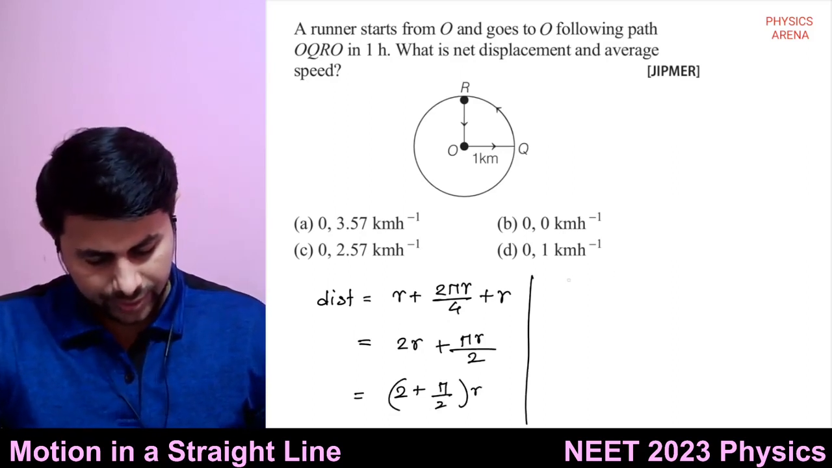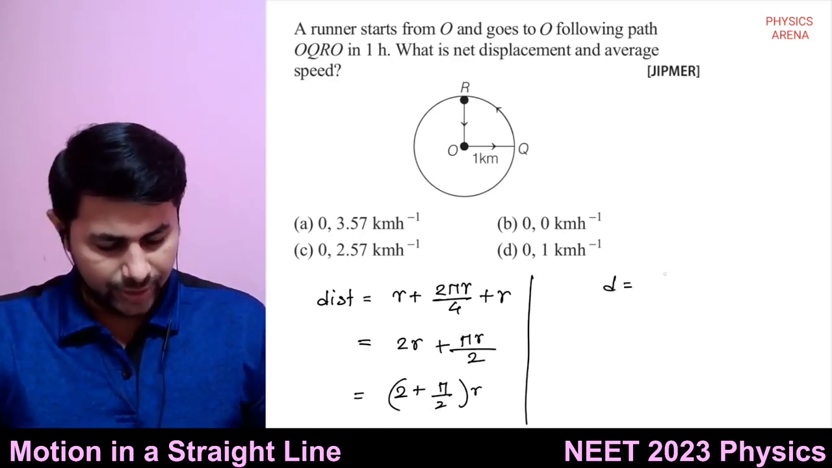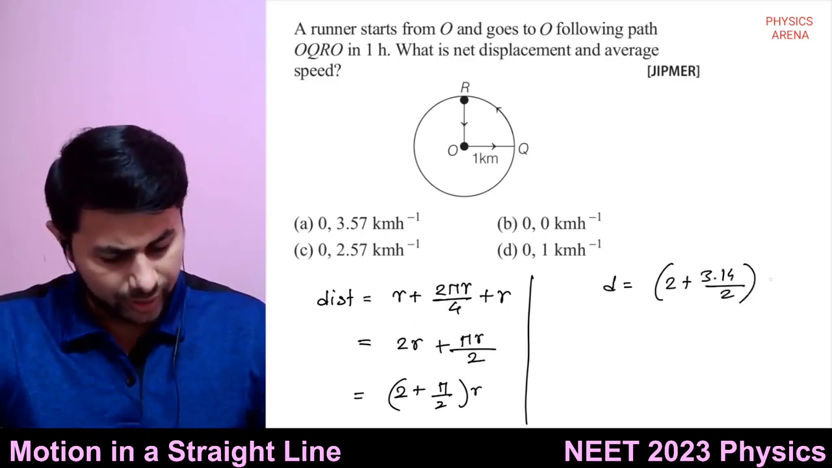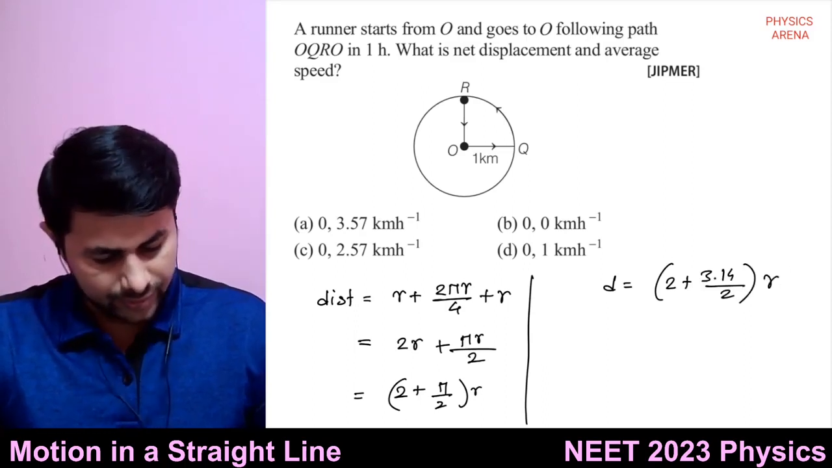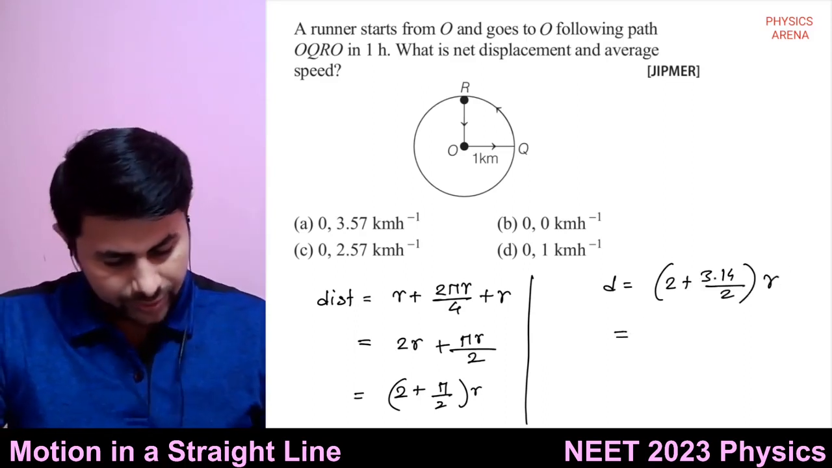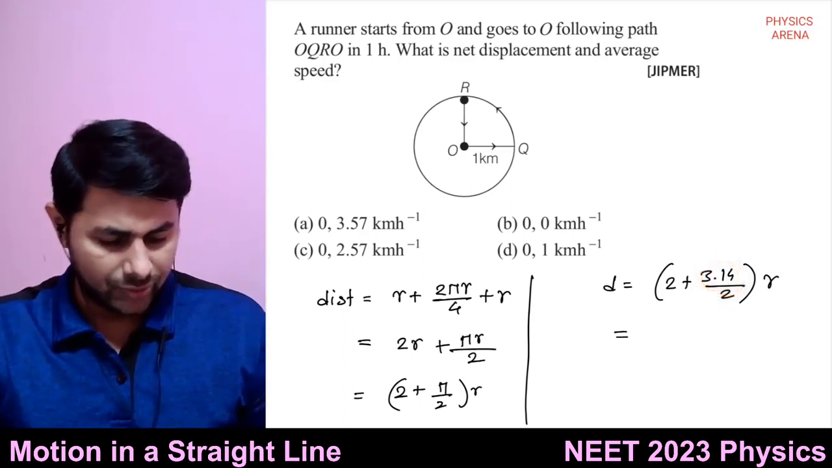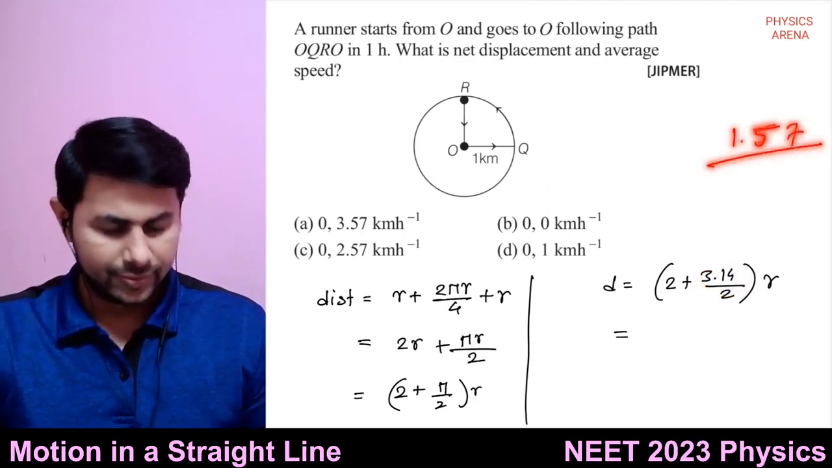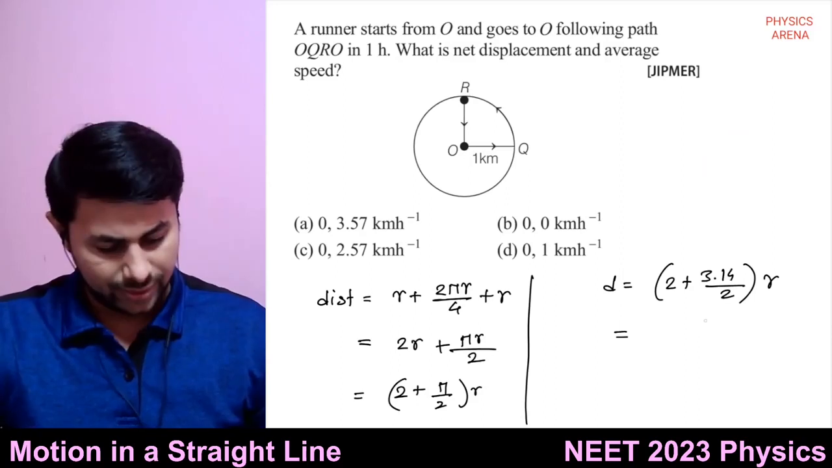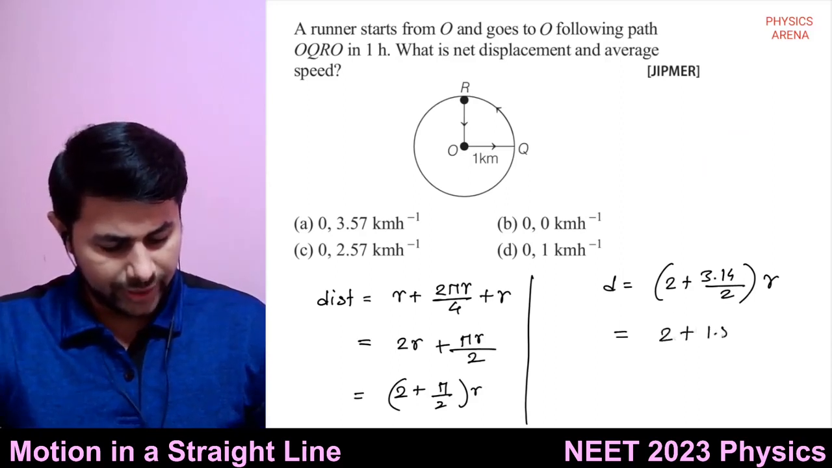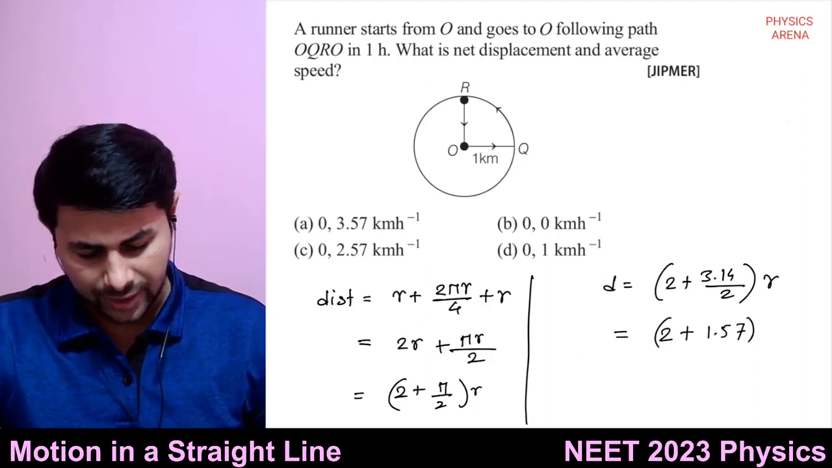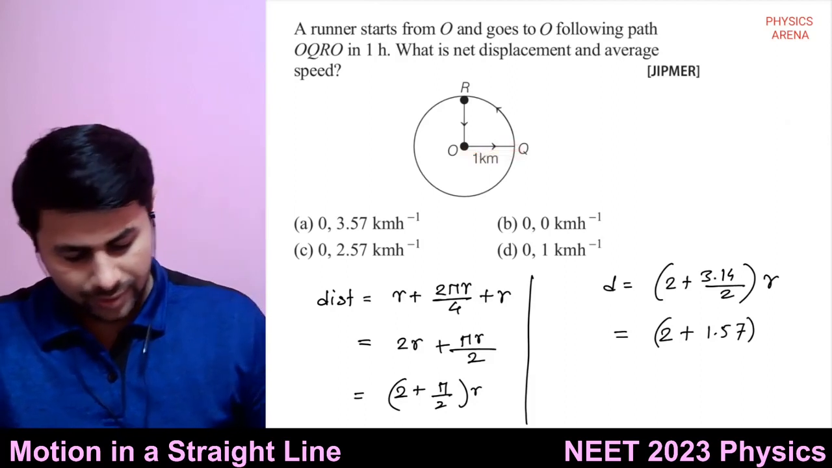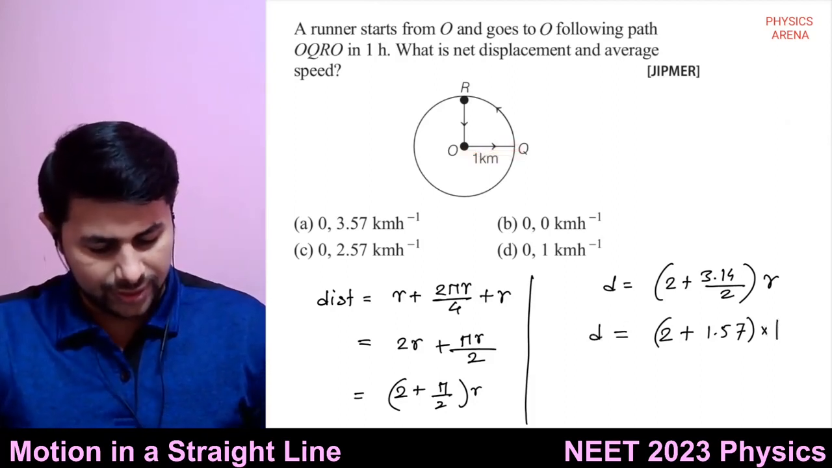So we can say 2 plus pi by 2, times r. So the distance is equal to 2 plus 3.14 divided by 2, multiplied by r. So 3.14 upon 2 will be how much? 1.57, right? So 2 plus 1.57 multiplied by how much is r? r is 1 kilometer. So multiplied by 1, this is the distance covered.